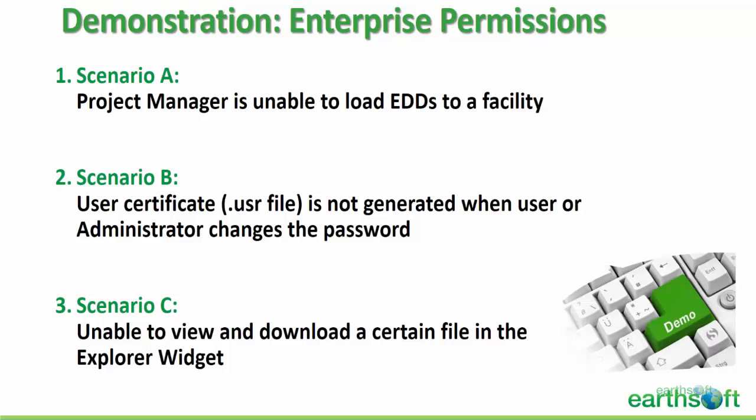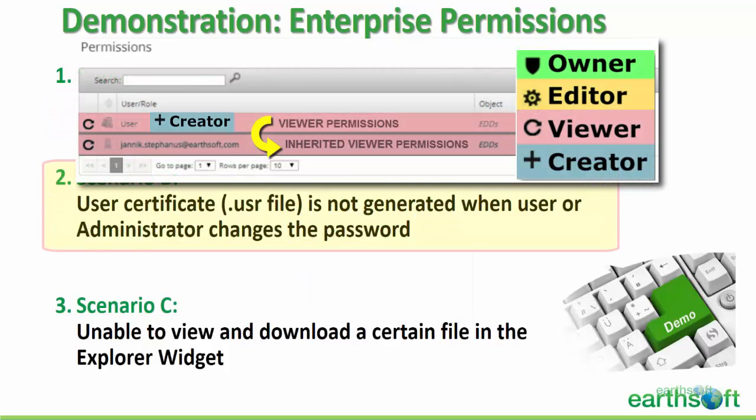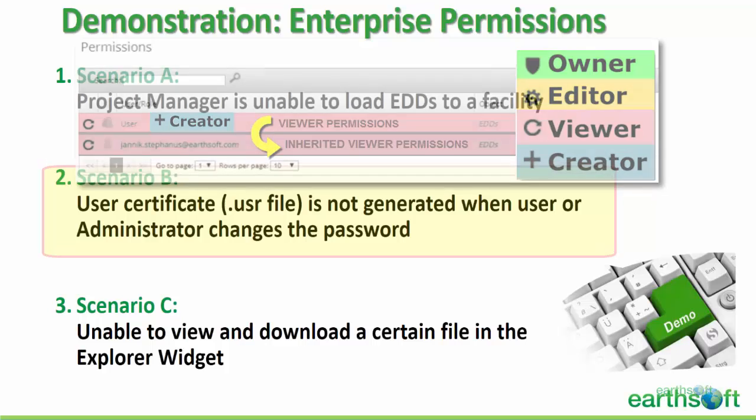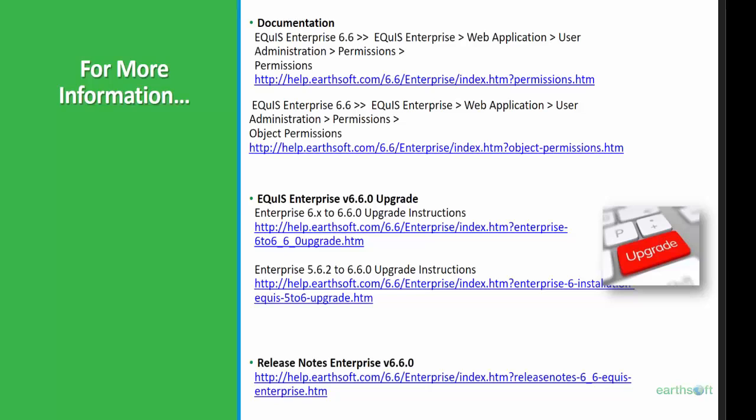So we have three scenarios, which we just played out. The first one was the project manager is unable to load EDDs because of lack of EDD creator object type permissions. The second scenario was the generation of user certificate, which was also related to the lack of creator permissions on the EDD object type. And the third scenario was folder permissions in enterprise for a file, as well as folder permissions. I hope that cleared some questions about enterprise. And we have more documentation on enterprise permissions, and please feel free to review the documentation.